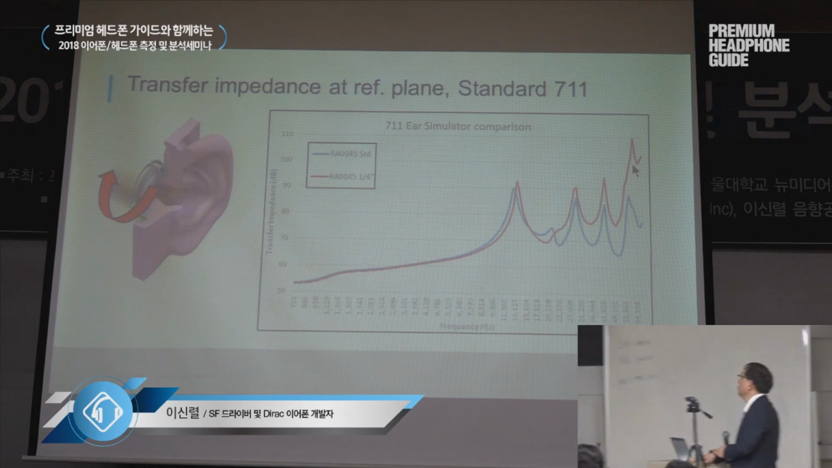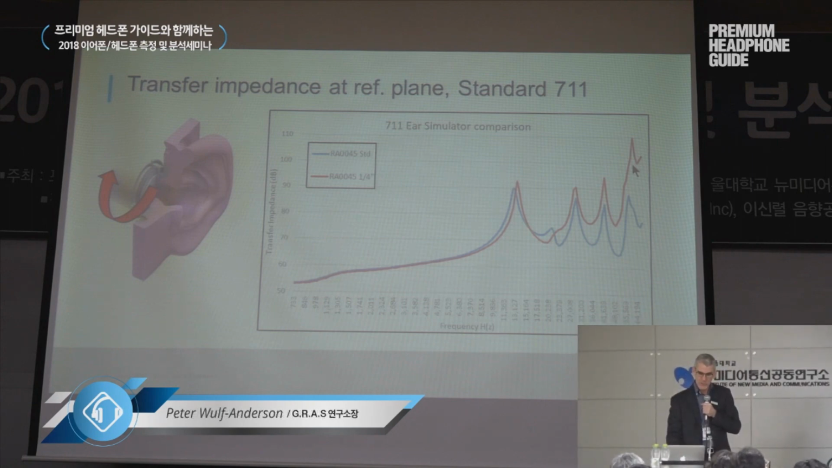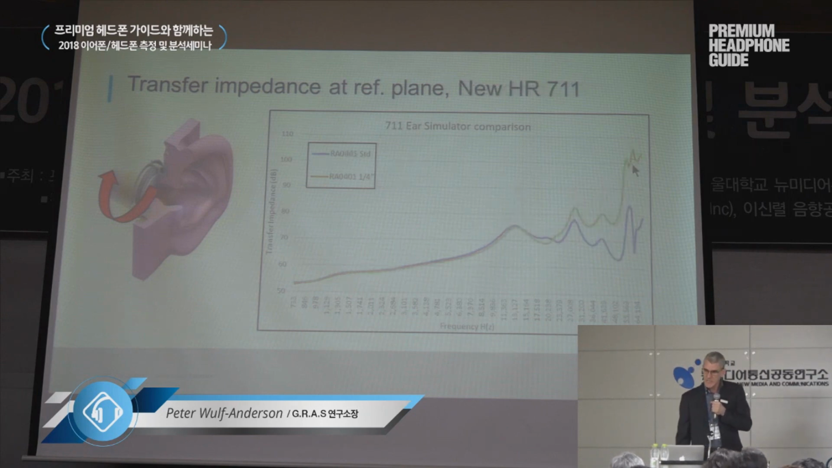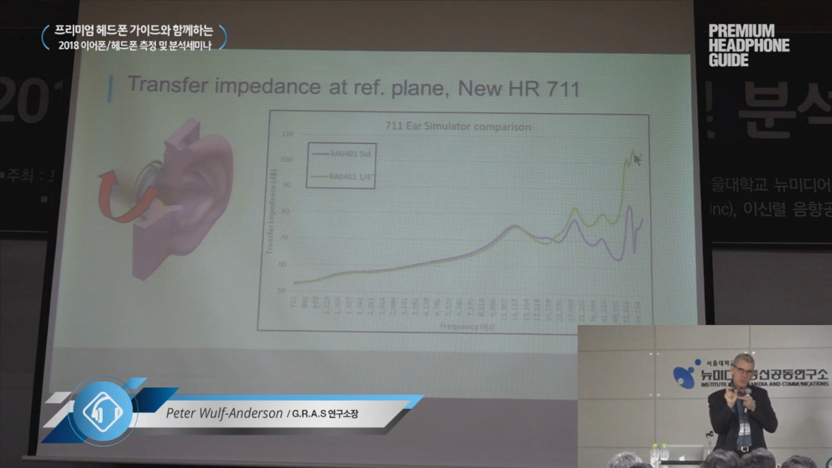These measurements were done with the old coupler with the high Q resonance. If we look at a similar measurement done on the new high resolution coupler, we can see that all the sharp peaks are being dampened. Only up here at very high frequencies, we still have some high Q peaks. And we believe it has to do not with the ear canal length, but more with the diameter of the ear canal.